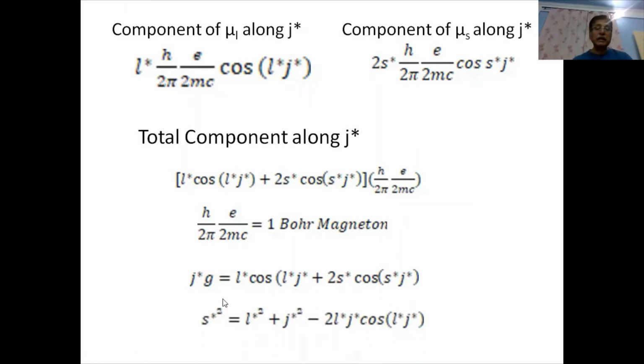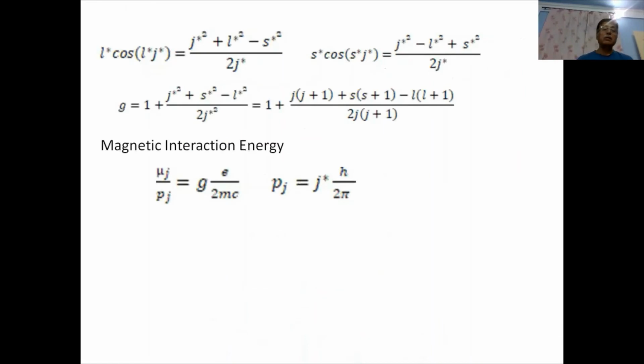If we apply the triangle law between S*, L* and J*, then S*² is equal to L*² plus J*² minus 2 L* J* cos(L* J*). Similarly, by the triangle law, we can say L* cos(L* J*) is equal to (J*² plus L*² minus S*²) by 2 J*, and S* cos(S* J*) is (J*² minus L*² plus S*²) by 2 J*.